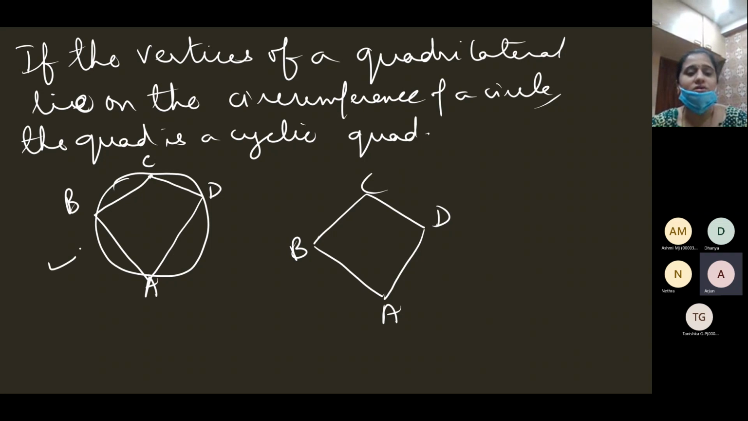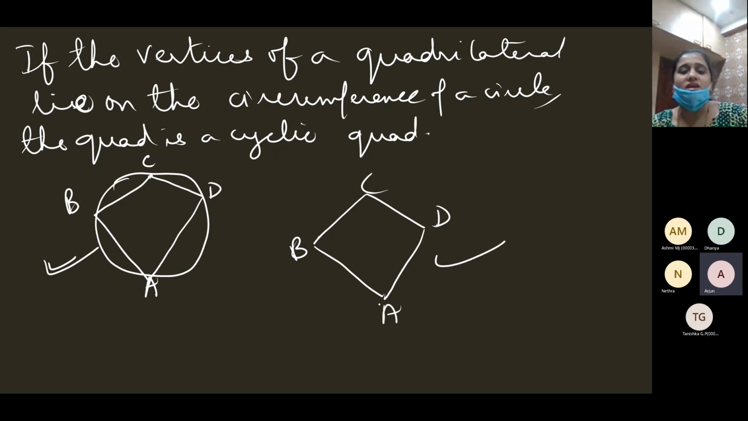One minute, let me start from here. If the vertices of a quadrilateral lie on the circumference of a circle, with a quadrilateral, how many vertices? 4 vertices. If all the 4 vertices of the quadrilateral lie on the circumference of a circle, then the quadrilateral is called a cyclic quadrilateral. So here, why is ABCD a cyclic quadrilateral? Because its vertices A, B, C, and D lie on the circle. But it doesn't mean that a cyclic quadrilateral should always be shown like this. It can also be like this.